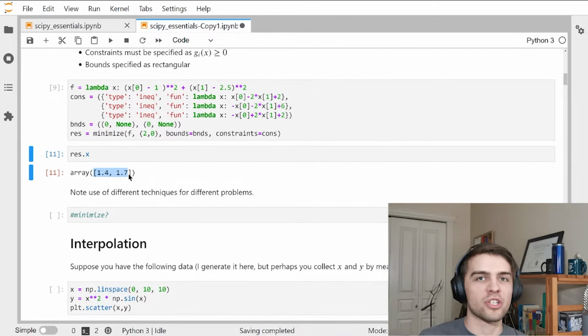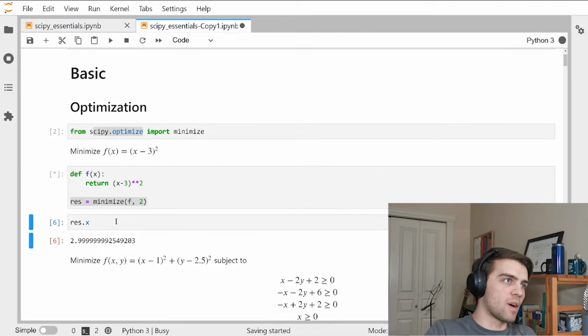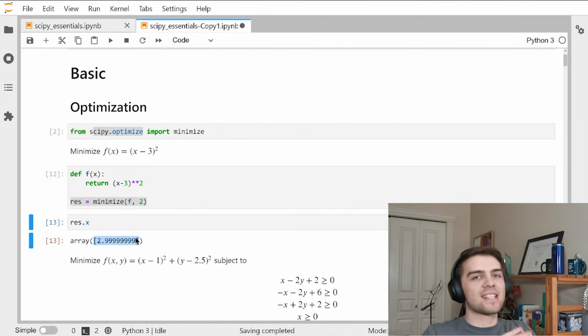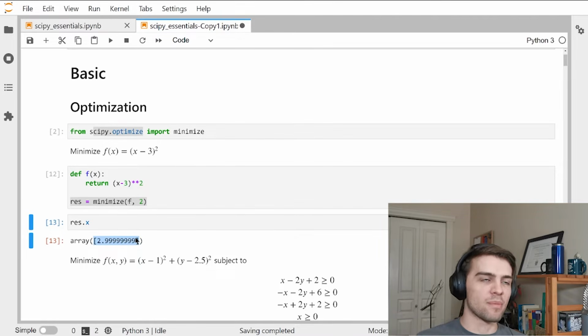Now you see why it returns in an array, because if I have a function of multiple variables, it will return it in an array by default. That's why x here, if I solve this problem again, it will return it in an array, because now I have one variable, but oftentimes functions are functions of many, many variables.